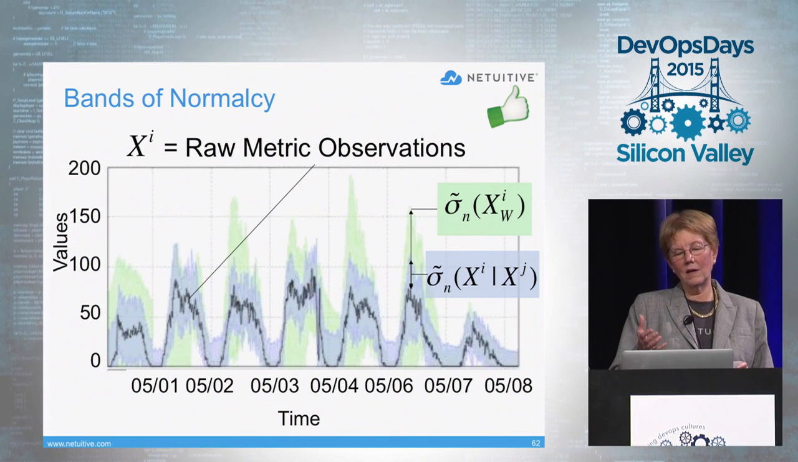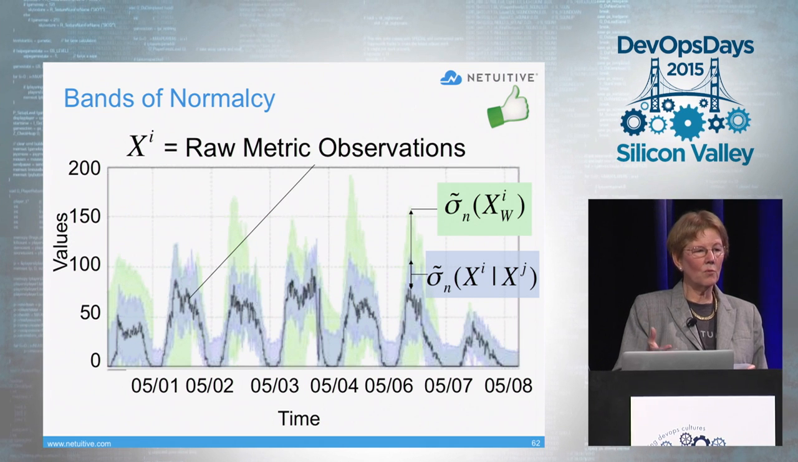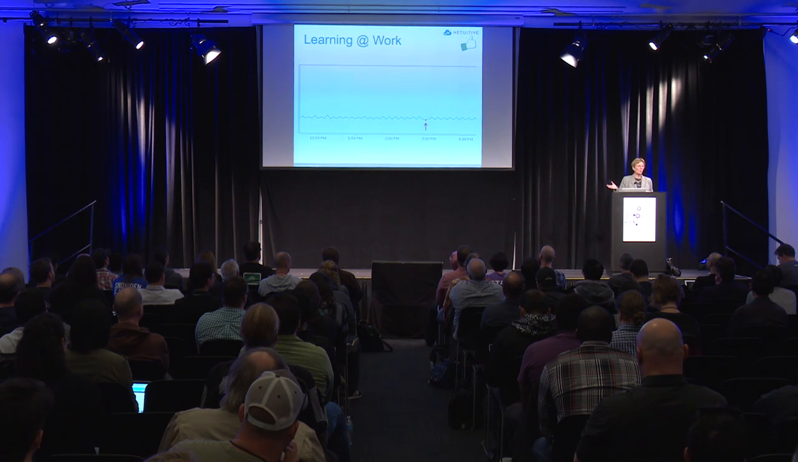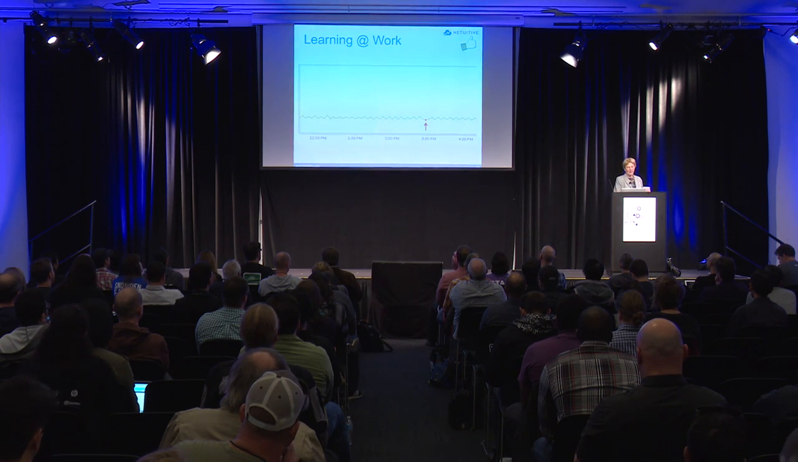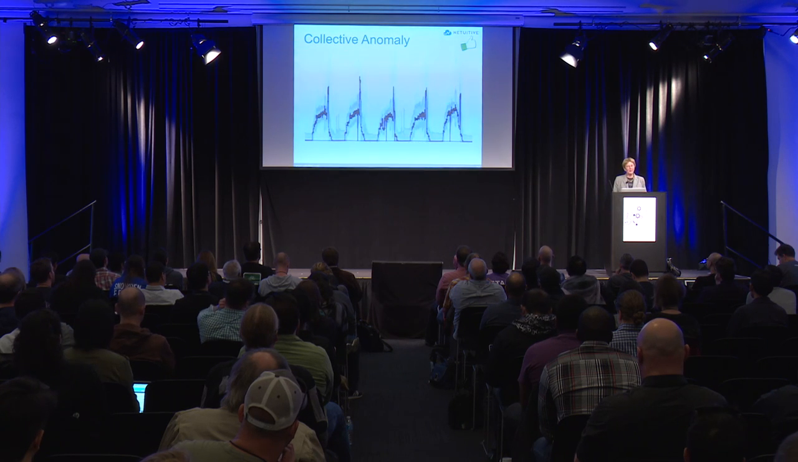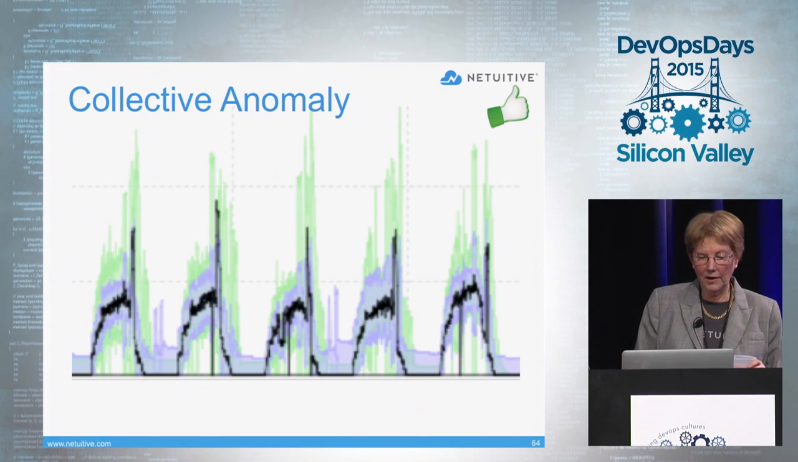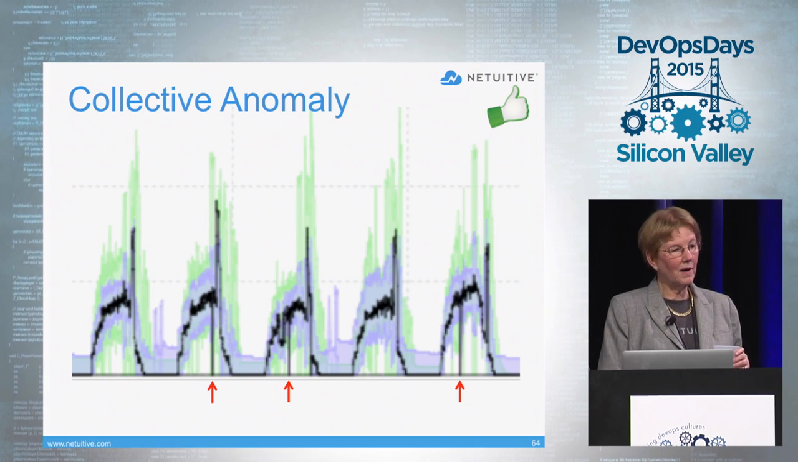And the reason for that is that the purple band has a lot more information to work with. Not only does it have the metric's data, but it has all of the other metrics' data that are participating in that model. And over and above that, it has their interactions. So a multivariate model has a chance to be much, much more accurate. Learning at work, you can see the bands converge. Isn't that nice? Here's a case where we actually detect the anomalies. They're all outside of the band.